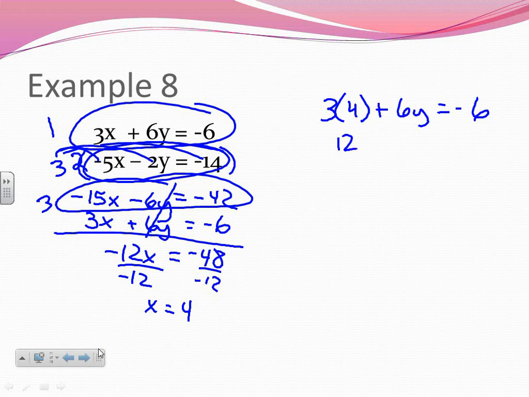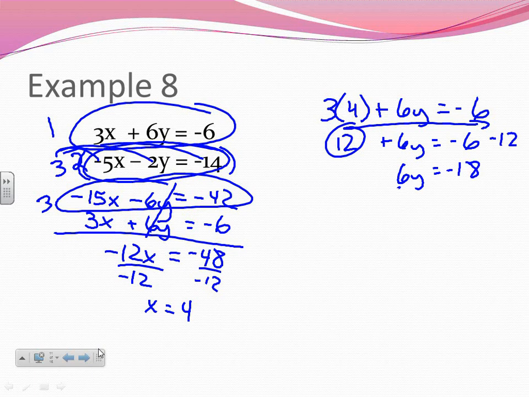So I'm going to get 12 plus 6y equals -6. When I move this over and subtract 12, I get 6y equals -18. When I divide by 6, y is going to equal -3. So the point is (4, -3). Any questions? Did we all get that? Yes? Okay, so that's the third type where you have to multiply one of the equations by something.